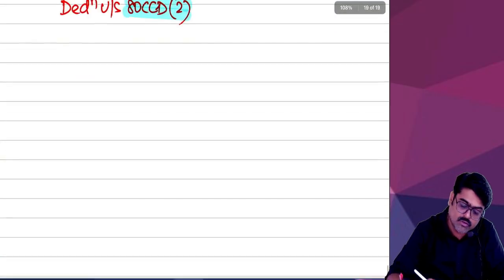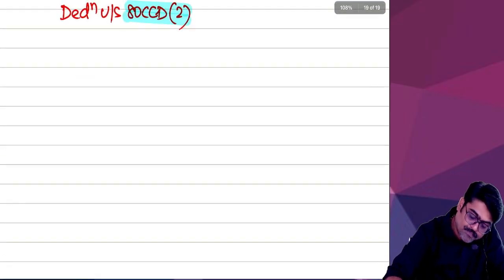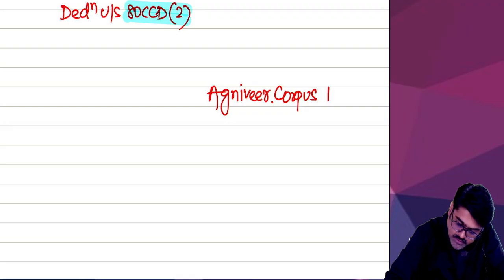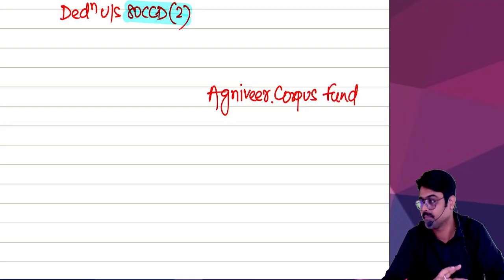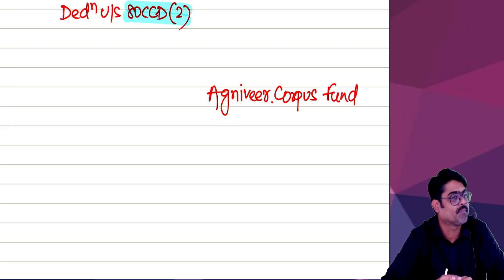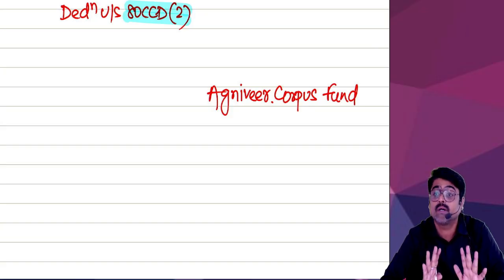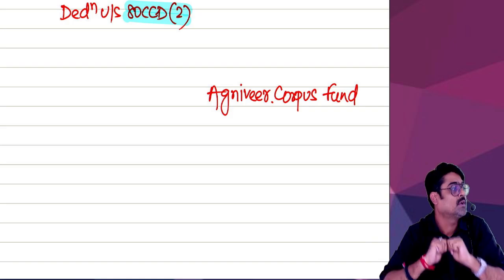Okay. Now there is one more contribution. You might have heard about the Agniveer Corpus Fund. Have you heard about the Agniveer scheme? What is the Agniveer scheme? It is about the army. If you want to get into armed forces, Army, Navy, Air Force, and join as a soldier.